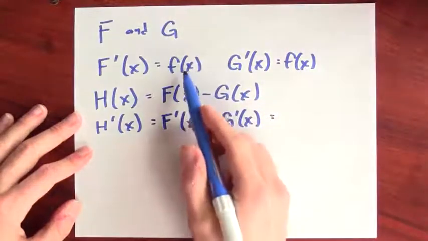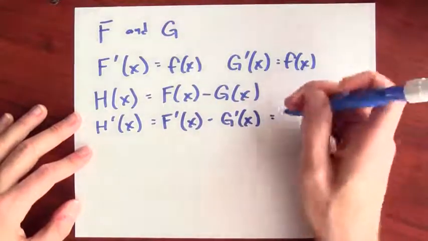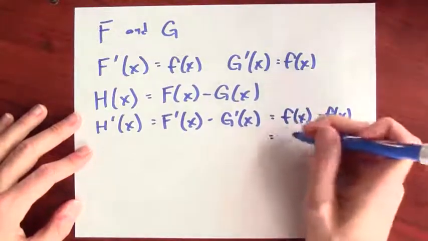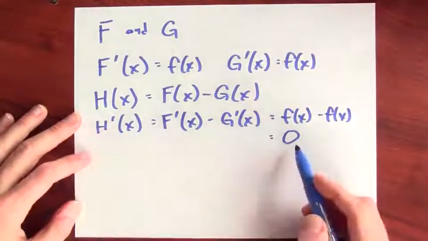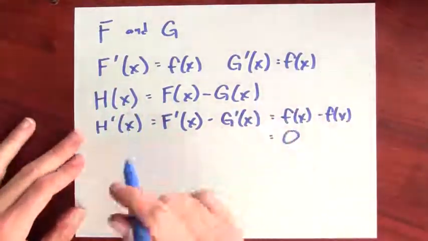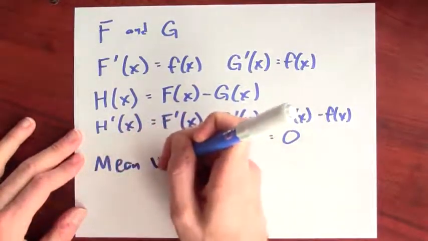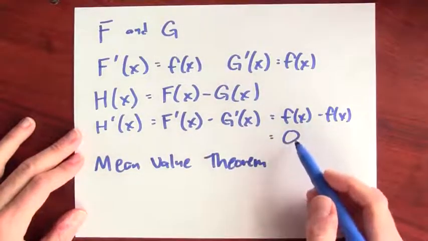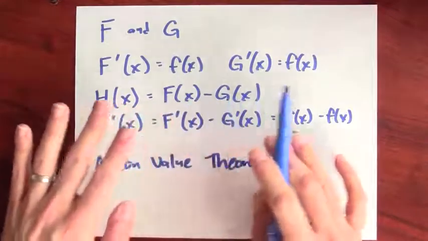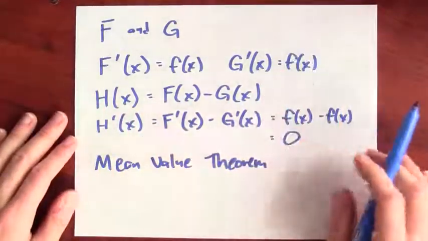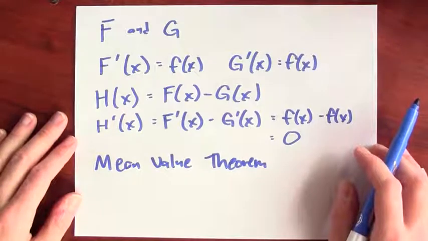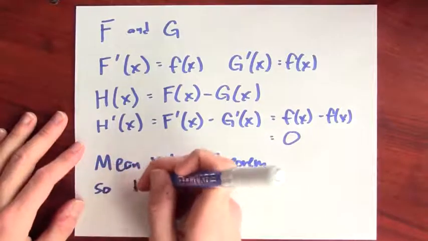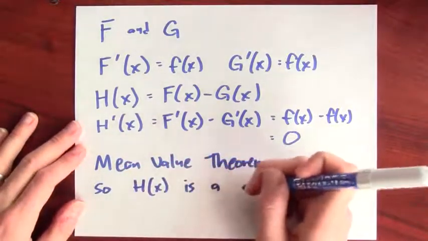But what is the derivative of F? It's little f. What's the derivative of G? It's little f. This is little f minus little f. Oh noes, this is 0, right? The derivative of big H is 0. Now what does that mean? Well, if you think back to the mean value theorem from earlier in the course, if a function's derivative is equal to 0 and say that function is defined on the whole real line, like our example with x squared and 2x, then that means that this function is a constant, right? So that means that H of x is a constant.